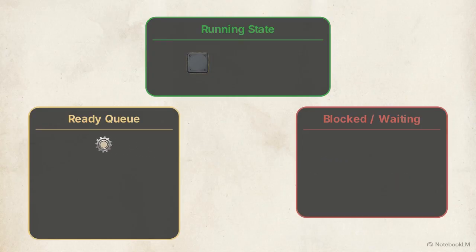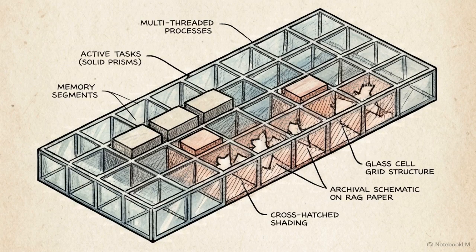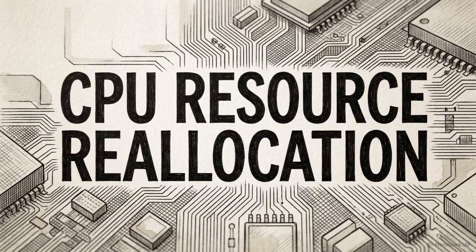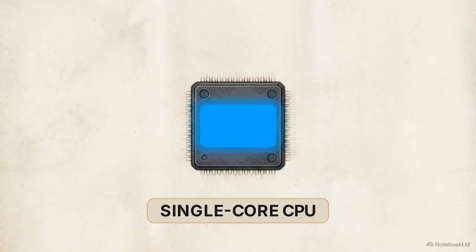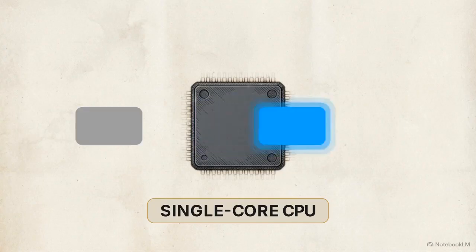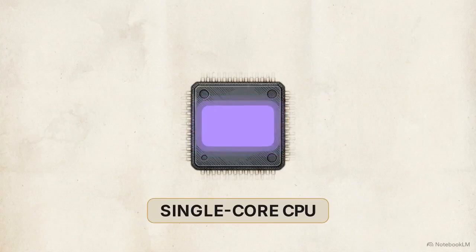Once the necessary event occurs, the task moves to the ready state. It is fully loaded in memory, waiting in a queue for the OS to assign it its next slice of CPU time. This rapid movement between states is what allows for multitasking, facilitated by a core OS function called context switching. Because a single core CPU executes only one process at a time, the OS must rapidly save the state of one task, pause it, and load the next. This cycle repeats thousands of times per second.